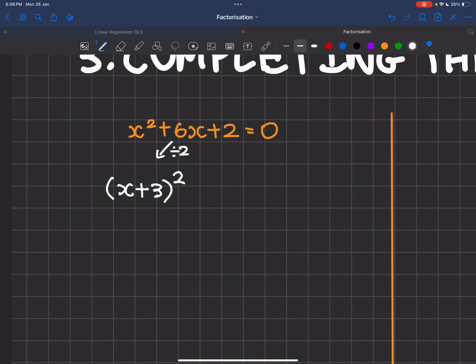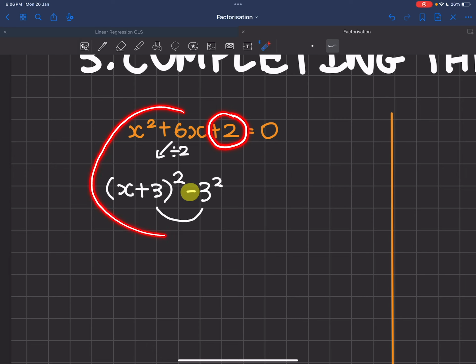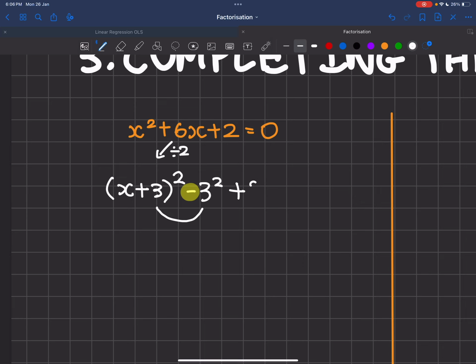Then what do we do next? Minus the 3 squared. So we bring the 3 and we minus it. Remember to minus it. We ignore the 2 over here for now. So this part is one thing. This part will be equivalent. Now we add back the 2 is 0.